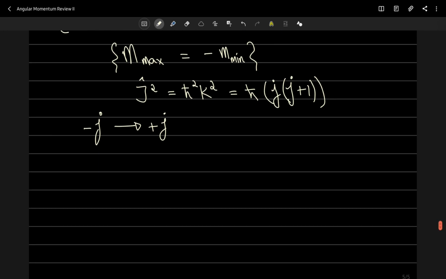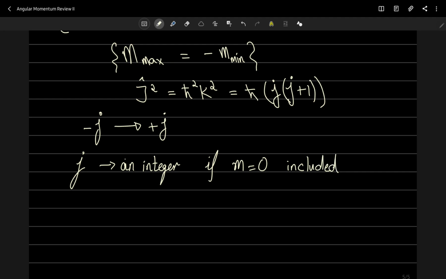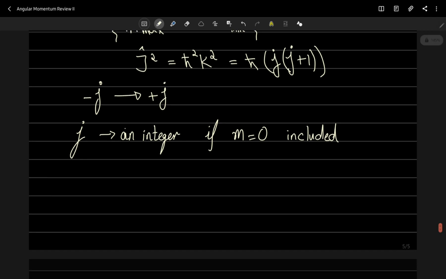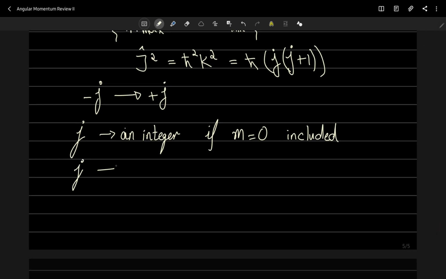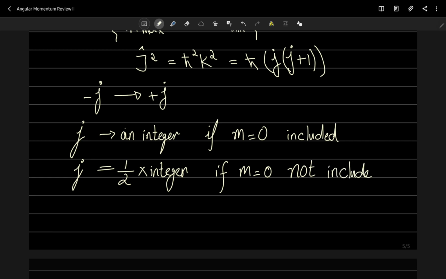So that means that j is an integer if m equals 0 is included in the sequence of m, and j is equal to 1/2 times some integer if m equals 0 is not included in the sequence of m.